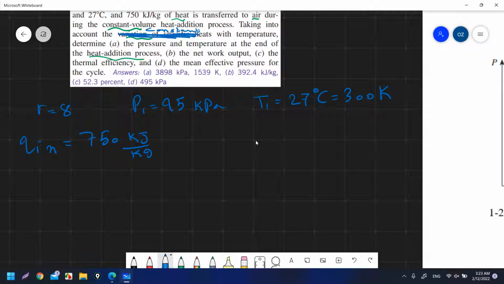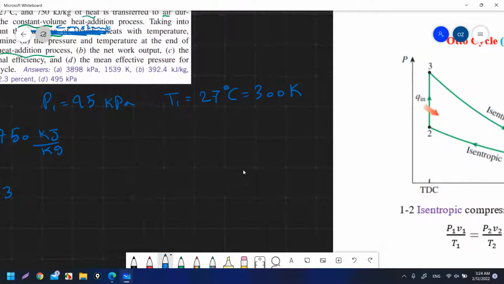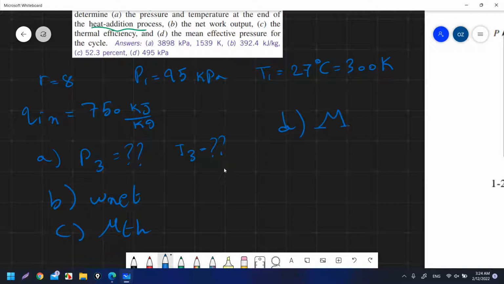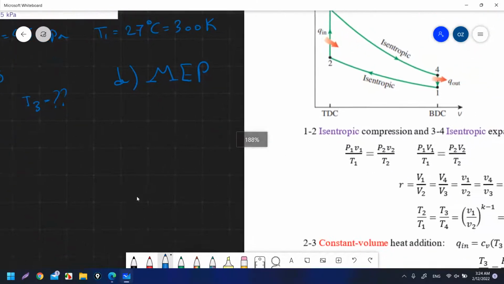At part A, determine the pressure P3 at the end of the heat addition process, and T3, the same question. At part B, W net. Part C, the thermal efficiency, and part D, the mean effective pressure. Okay, so let's see how we will find P3 and T3.